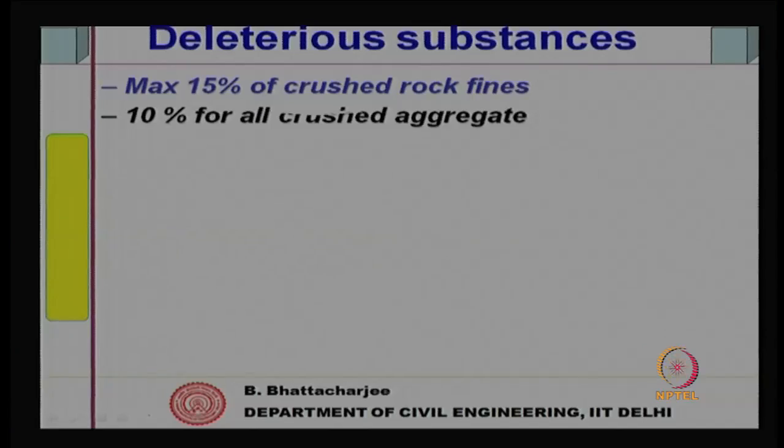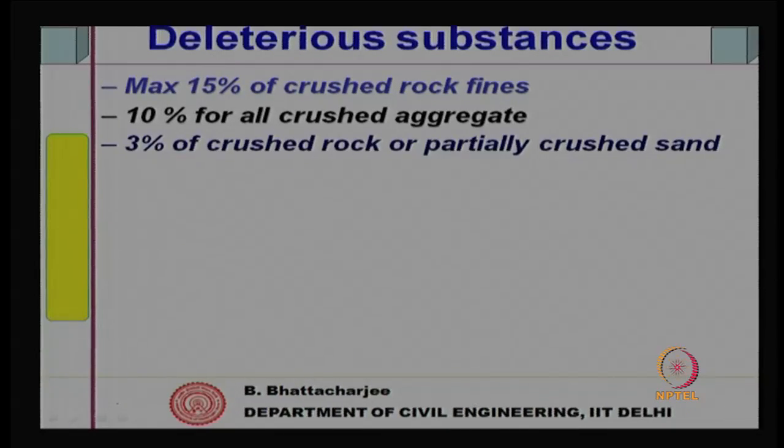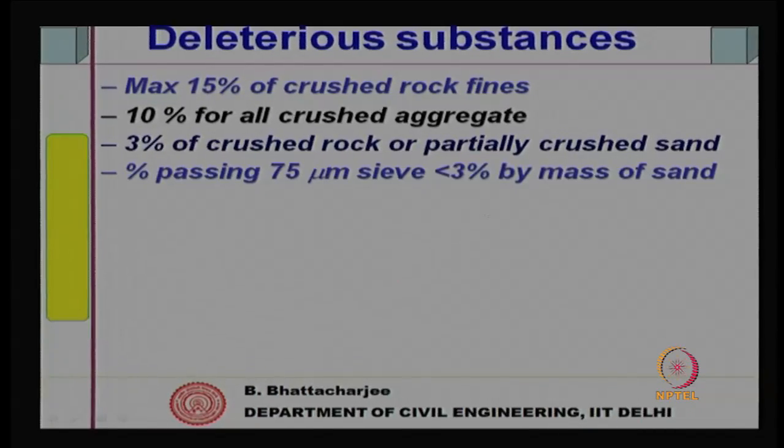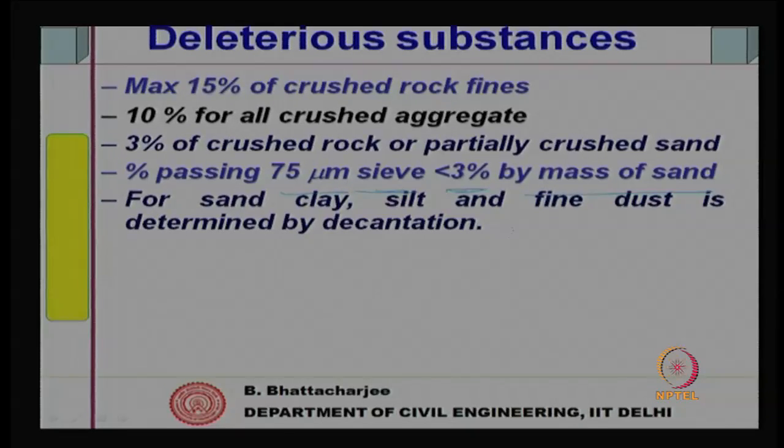Maximum deleterious substance should be 15% in crushed rock fines, and 10% for all crushed aggregates, and 3% for crushed rock or partially crushed sand. These are the limits. And the percentage passing through the 75 micron sieve should be less than 3% by mass of sand. This is the silt or clay, and this should be less. So, these percentages are given. For sand, clay, silt and fine dust are determined simply by decantation.